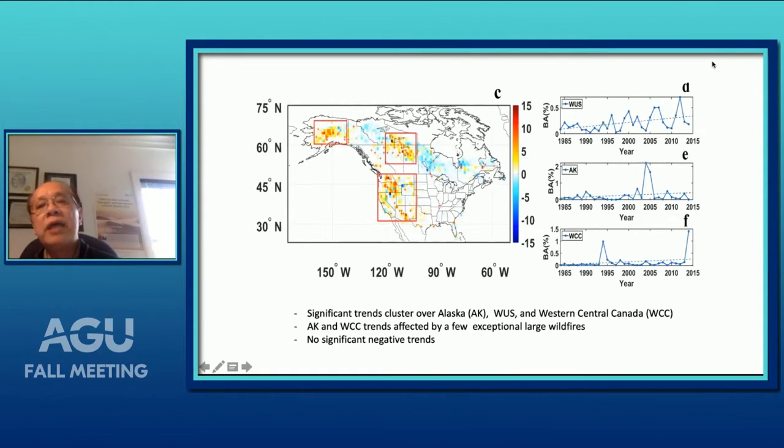But if we look at the time series, we can see for the western US, this trend is very robust with interannual variability. Over Alaska, this trend, if you remove these 2 years, you don't really see too much of a trend. It is very large wildfire. In Western Canada, it's the same situation. You don't get a very strong warming.